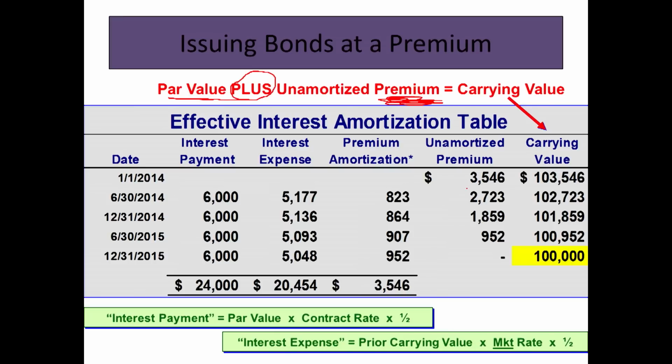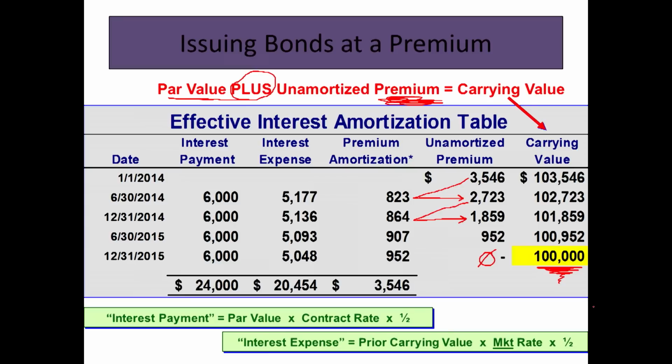And how did we get this number here? Well, 3,546 minus 823 equals 2,723. 2,723 minus 864 equals 1,859. And again, we're seeing the whole amortization table because this is only a 2-year bond. So at the end of the bond's life, this should be 0. You might have to force a few numbers there. And the carrying value is 100,000. It started above at 103,546 and gradually goes down to par.